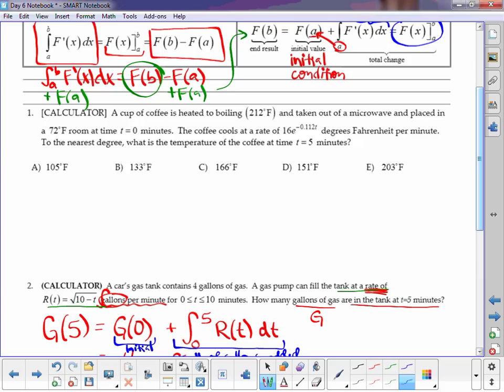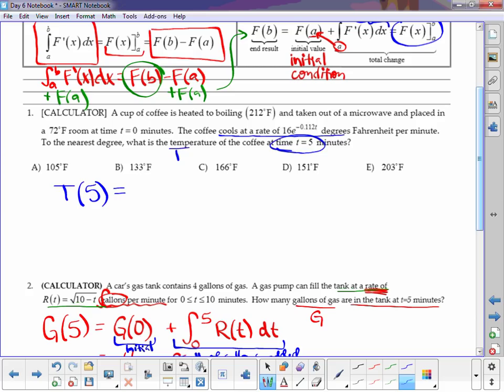They gave us a lot of information, and some of it we don't need. Also, we have to consider that it is cooling down, so the temperature is decreasing, which means my rate is going to be negative. It's cooling at a rate of this, so the temperature itself has a rate of negative 16 e to the yada yada. So when we go to evaluate this, we want to know the temperature of the coffee at t equal to 5 minutes. I'm going to use capital T to represent temperature. So I want to know the temperature at 5 minutes.